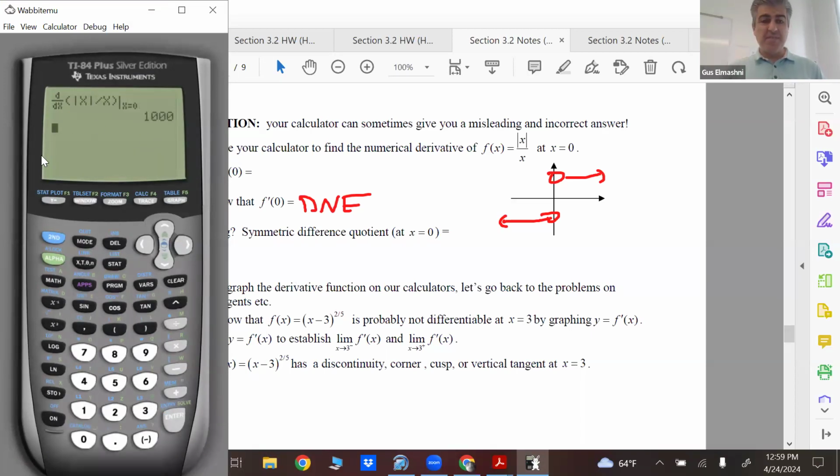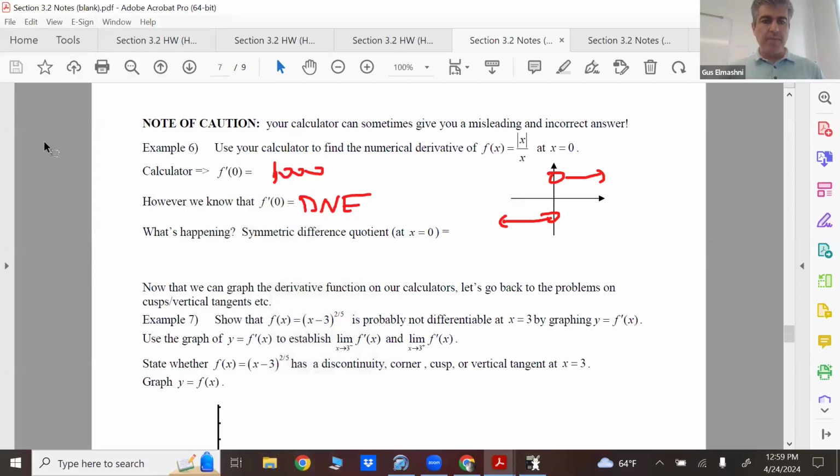It's going to say 1,000, which I know is not true. And that's because the symmetric difference quotient is going to be 1,000, because the calculator is doing this. It's finding that slope. That's what it's doing.